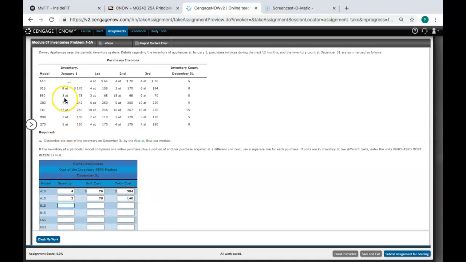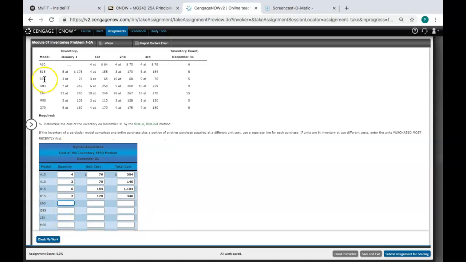Now let's take a look at B15. They have an opening inventory, a beginning. They made the 3 purchases during the time period, and they have 8 left on hand. So what do we need to do? We start over here. We have 6 at 184, and we have 2 at 170. We're going to put it down here, and we're going to populate the information.